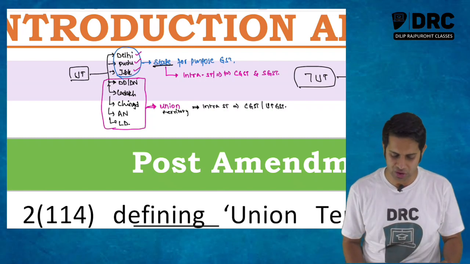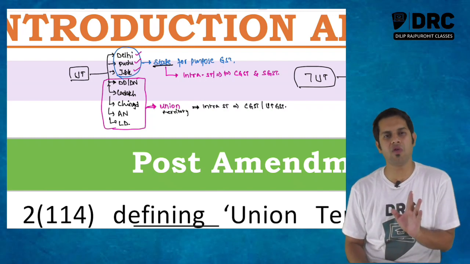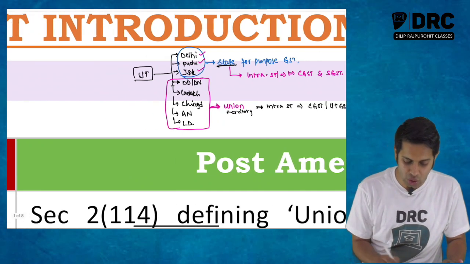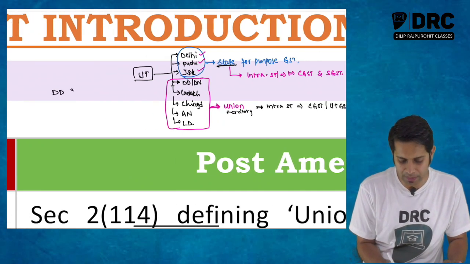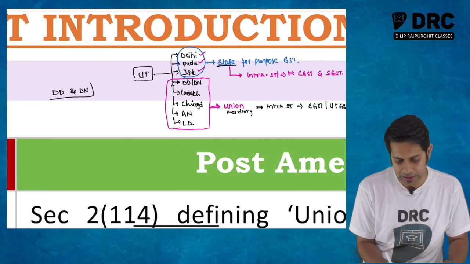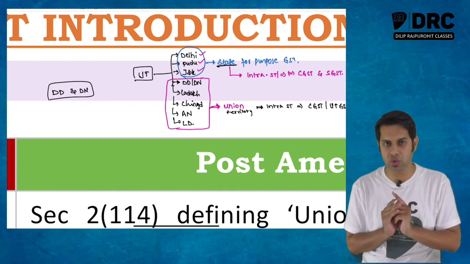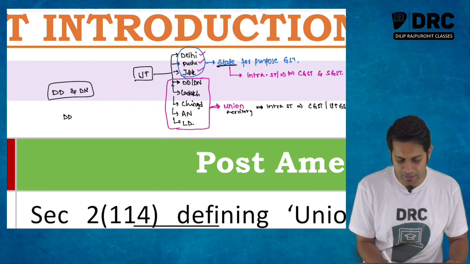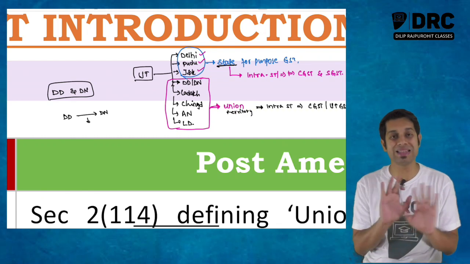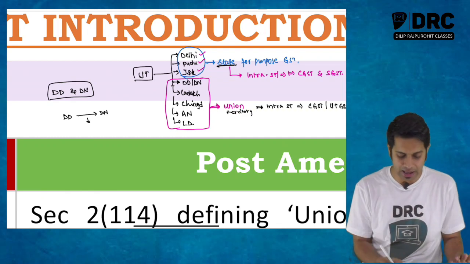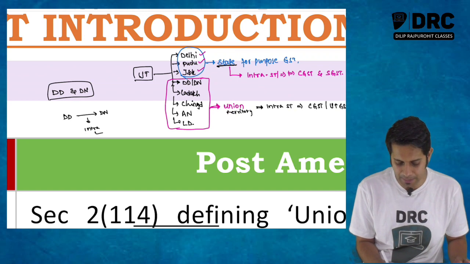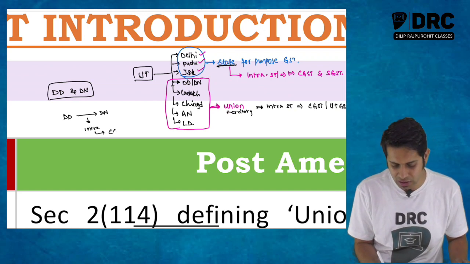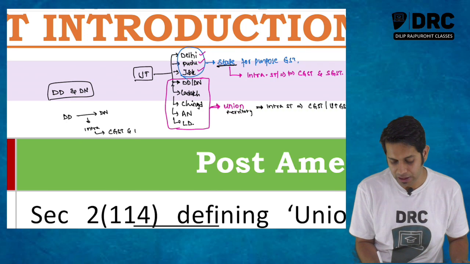CGST and UTGST is required to be paid. Now, what is important for us to understand is that there is one union territory, that is Diu, Daman and Dadra Nagar Haveli. They are merged and they have become one union territory. So, if I make a supply from Diu, Daman to Dadra Nagar Haveli, it will not be treated as an interstate supply.